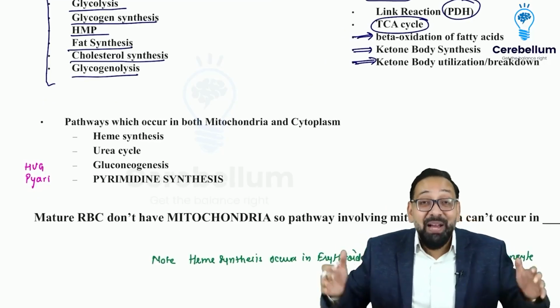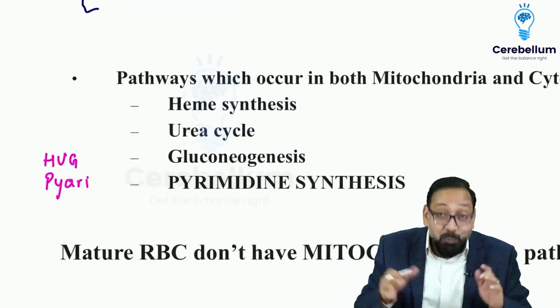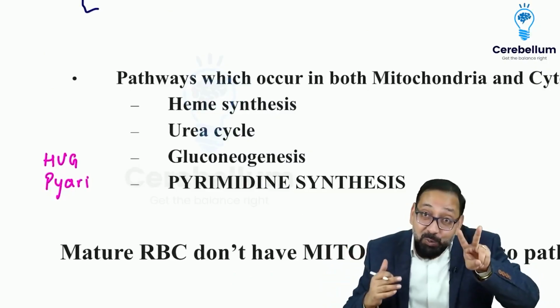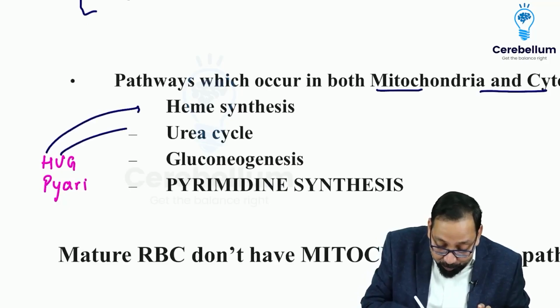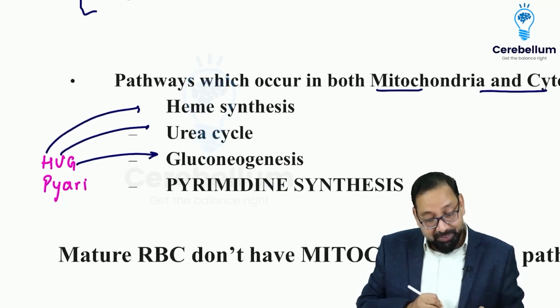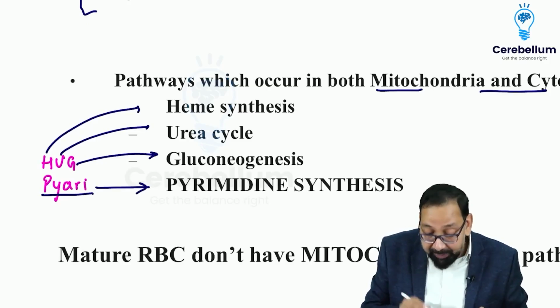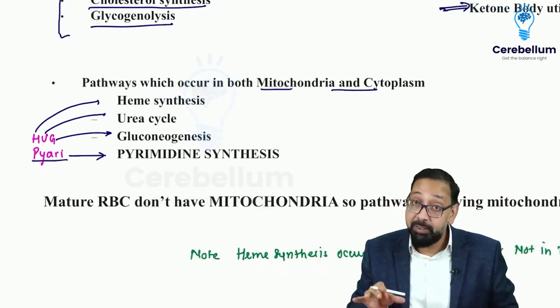The mnemonic is HUG PYARI. Yes, so two-person hug. So two compartments, mitochondria and cytosol: H for heme synthesis, U for urea cycle, G for gluconeogenesis, and PYARI for pyrimidine synthesis occur in both mitochondria and cytosol.